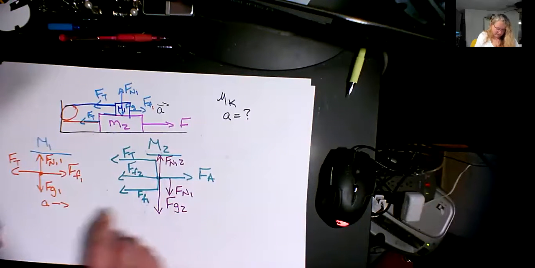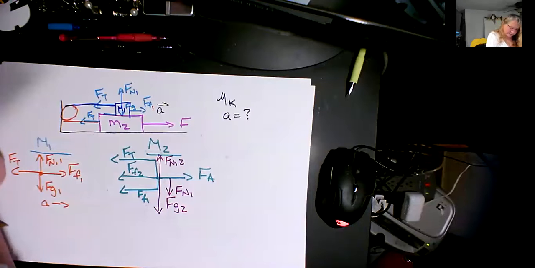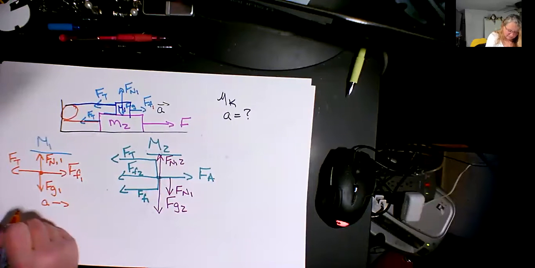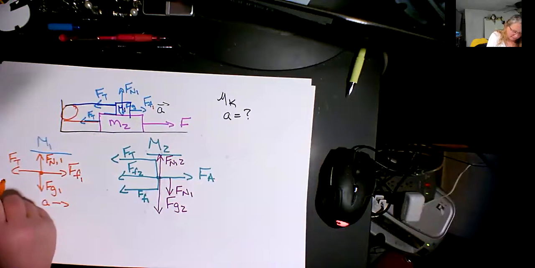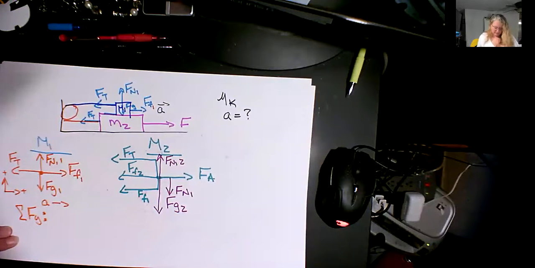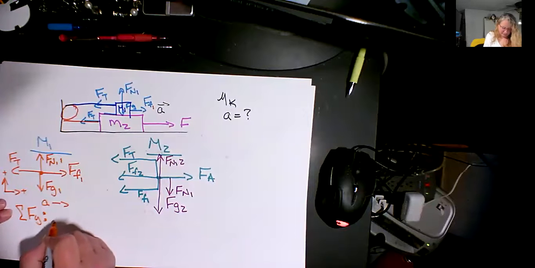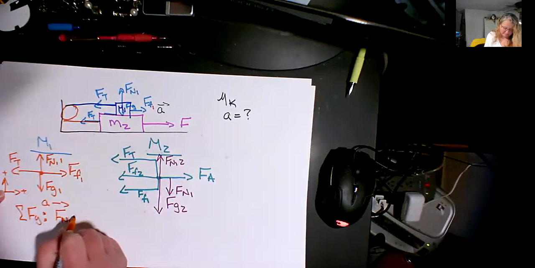Let's do a sum of forces because I think we can simplify this relatively quickly. Sum of forces in my y. Let's see, if I go up, and let's make to the right positive because that's the direction of my acceleration. So in the y, I have the force normal 1 minus the force of gravity 1.